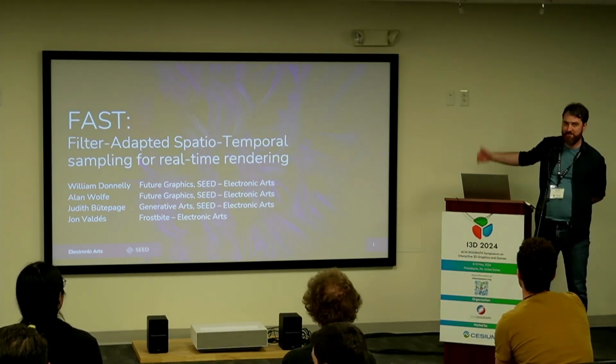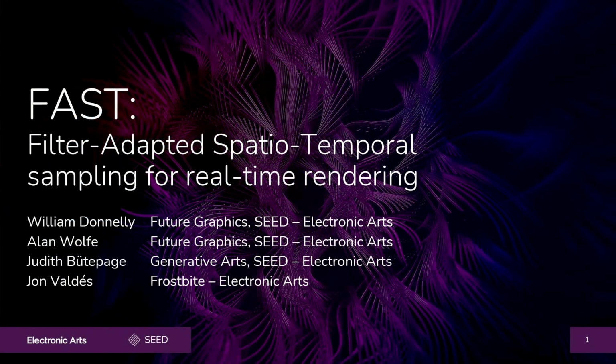So I'm going to talk to you about FAST, which is a clever acronym for Filter Adapted Spatio-Temporal Sampling. And it's a collaboration between 3 groups at EA. Myself and Alan Wolf from the Future Graphics group at SEED, Judith Butapaga, who's from the Generative Arts Machine Learning group in Stockholm, and John Valdez, who's a rendering engineer on the Frostbite engine team.